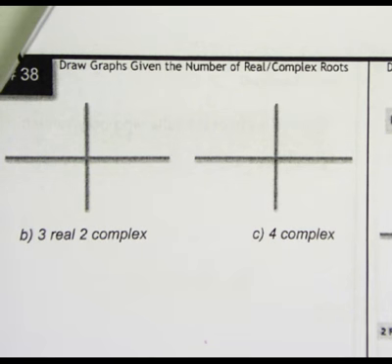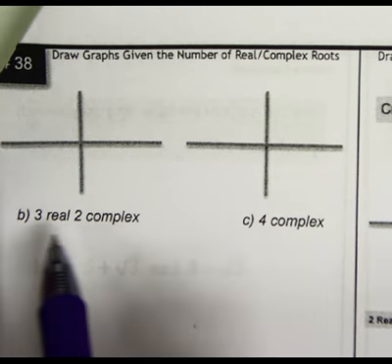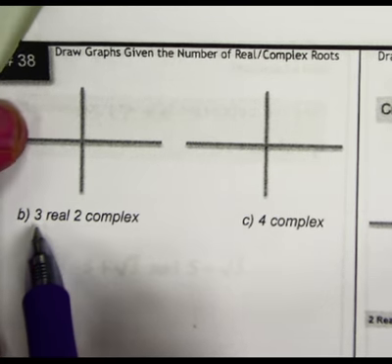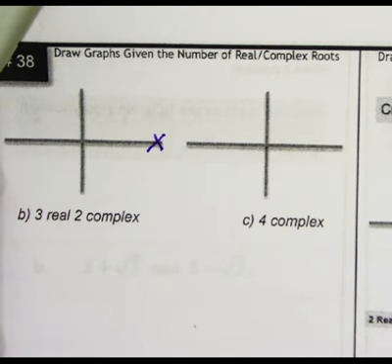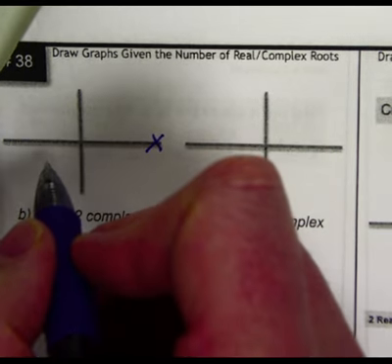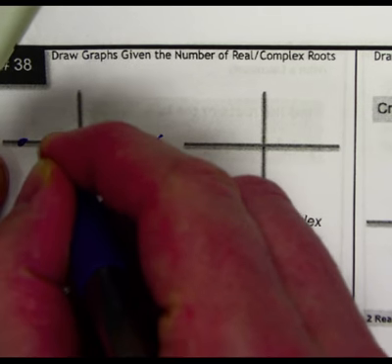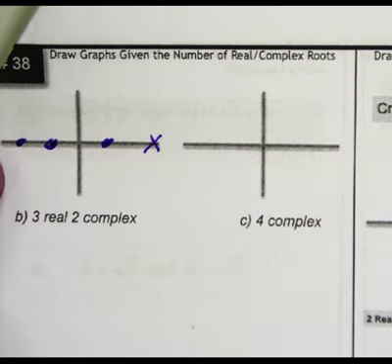All right, let's take a look at target 38. Draw graphs given the number of real and complex roots. So the information we're given here is that we're going to have 3 real roots. Well, that means 3 real times that it hits the x-axis. So here is my x-axis, and I need to hit it 3 times, and I can put wherever I want. So I'm just going to go 1, 2, 3, and I hit it 3 times.